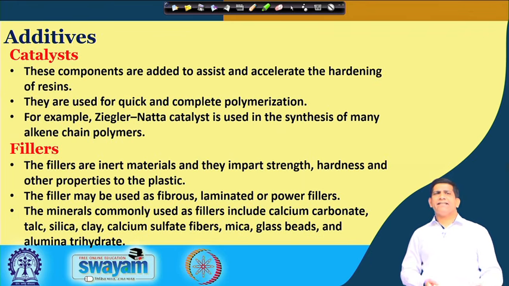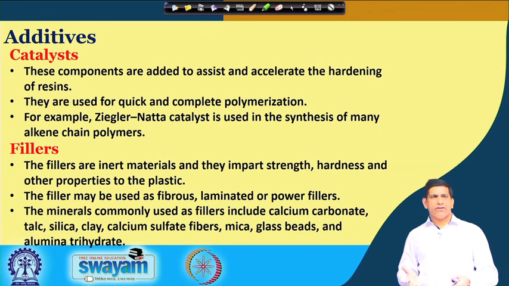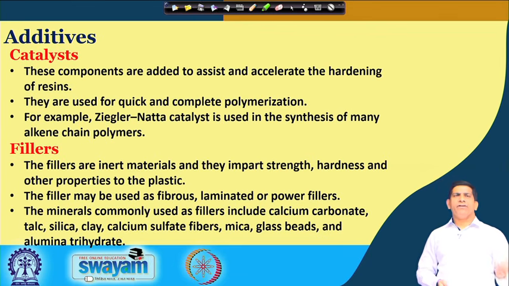Then fillers are essentially inert material, but why do we use them? Because they give strength to our plastic, give hardness to it, and some other properties can be enhanced as well. They are used as fibrous, laminated or powder fillers. Usually what we use for filler includes calcium carbonate, talc, silica, clay, calcium sulfate, some calcium sulfate fibers, mica, glass beads, and alumina trihydrate. Again, depending on what you are looking for, different types of fillers are added. But the reason why fillers are added is to impart strength, hardness and other properties.